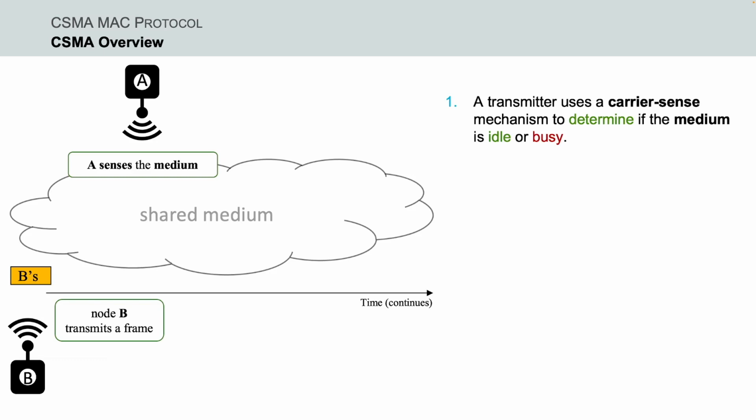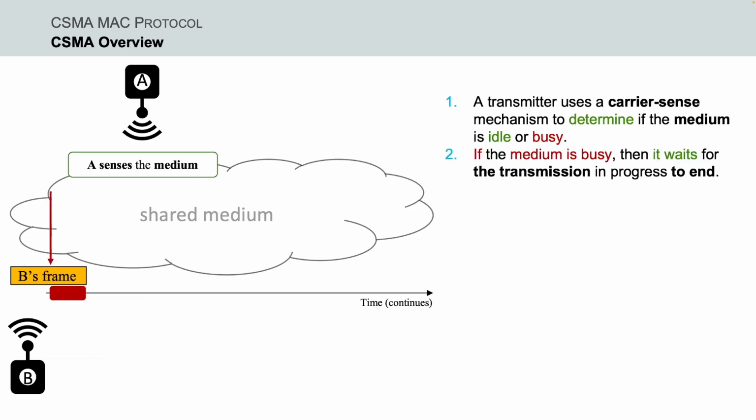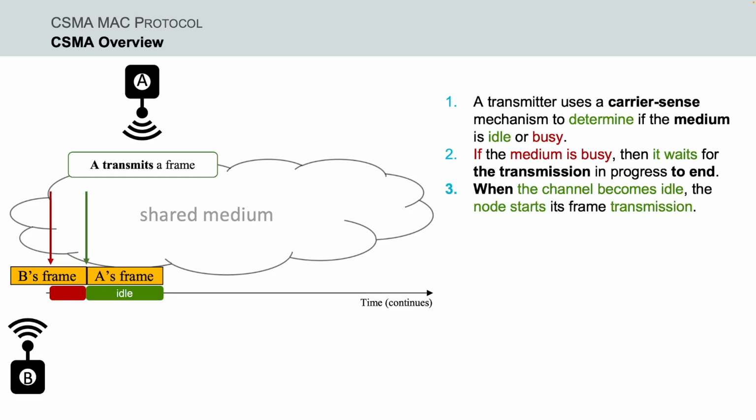its own frame. If a carrier is sensed, which means that the shared transmission medium is busy, the node waits for the transmission in progress to end before initiating its own transmission. When the shared channel becomes idle, the node starts its own frame transmission.